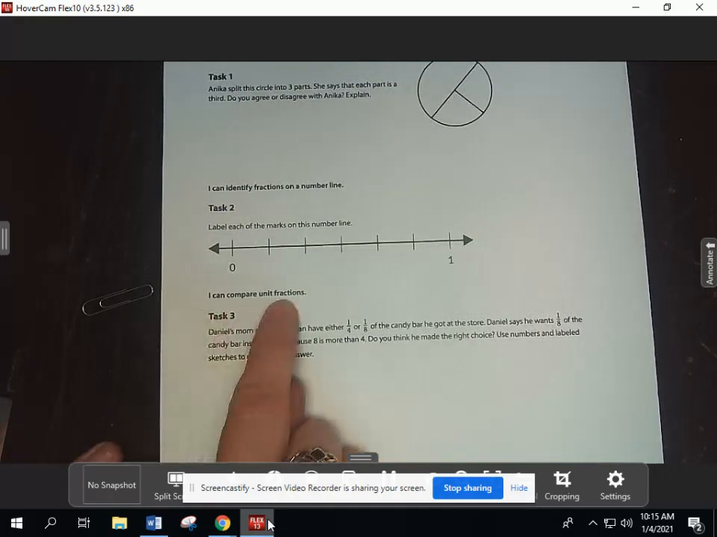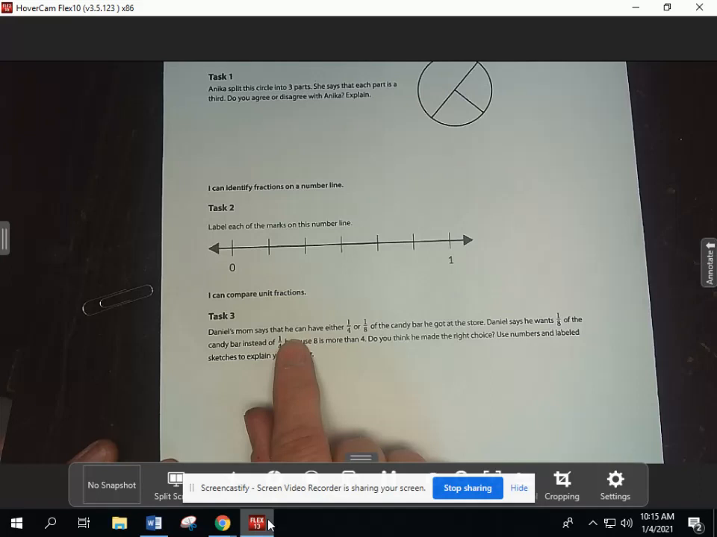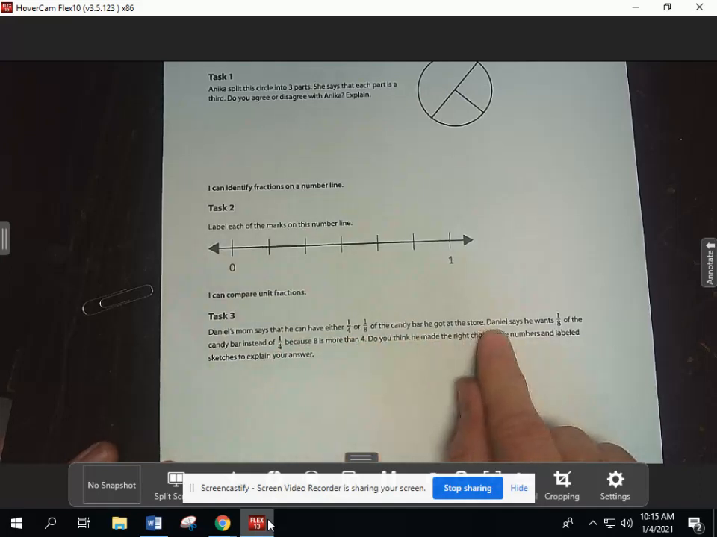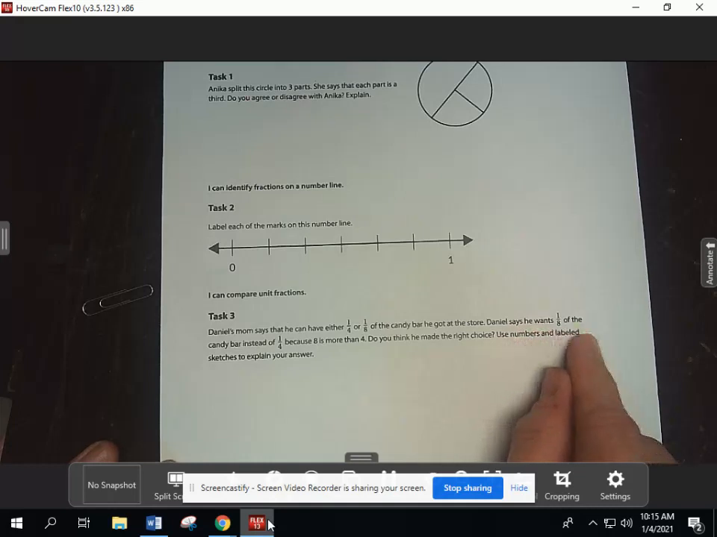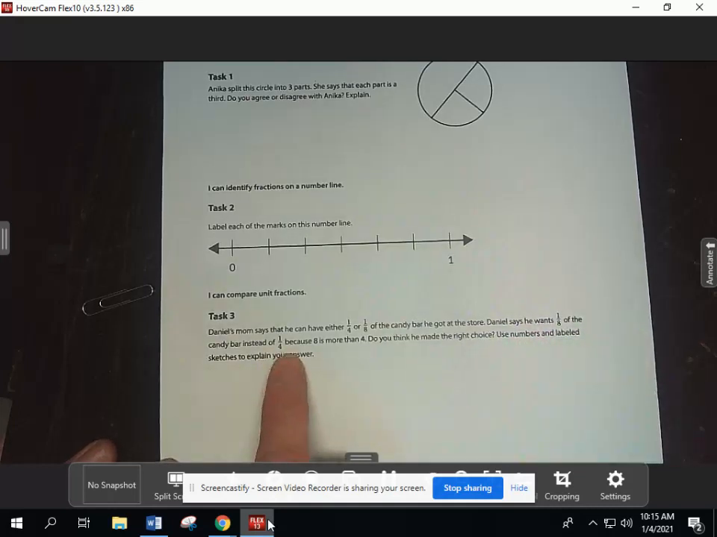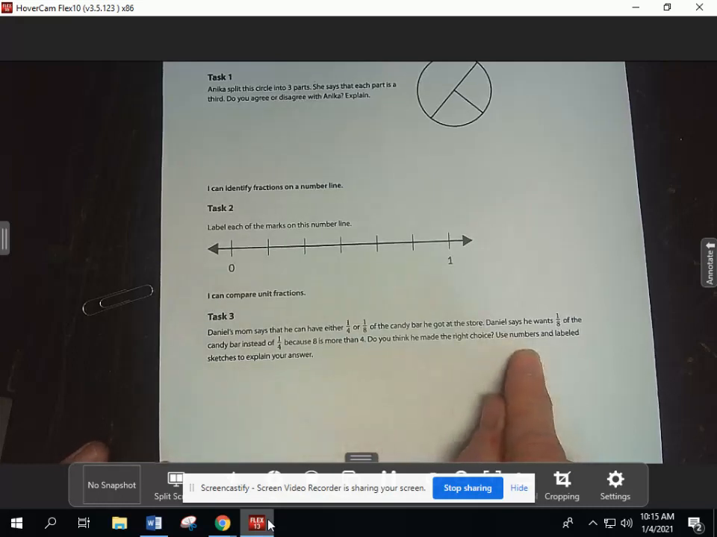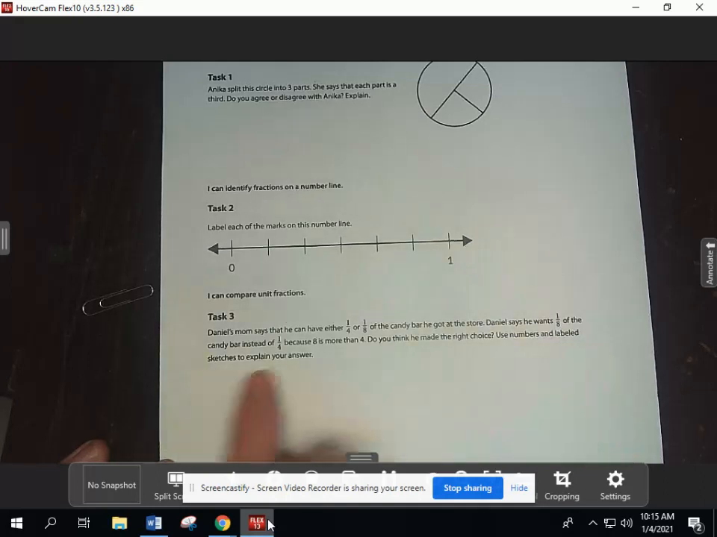Task 3, I can compare unit fractions. It says Daniel's mom said that he can have either 1/4 or 1/8 of a candy bar that he got from the store. Daniel says he wants 1/8 of the candy bar instead of 1/4 because 8 is more than 4. Do you think that he made the right choice? Yes or no? Use numbers and labeled sketches to explain your answer. So you write yes or no and then explain why.